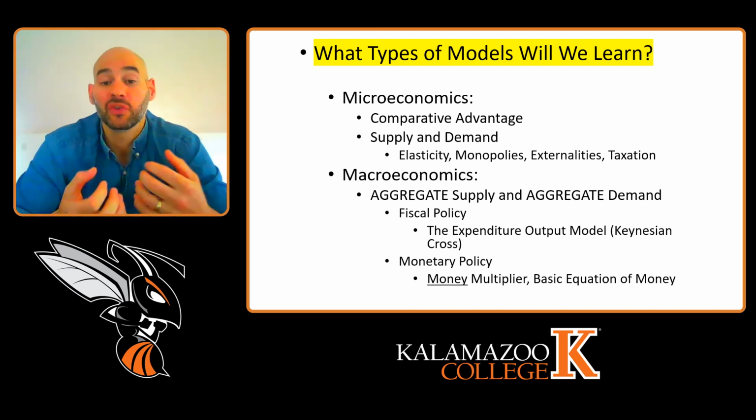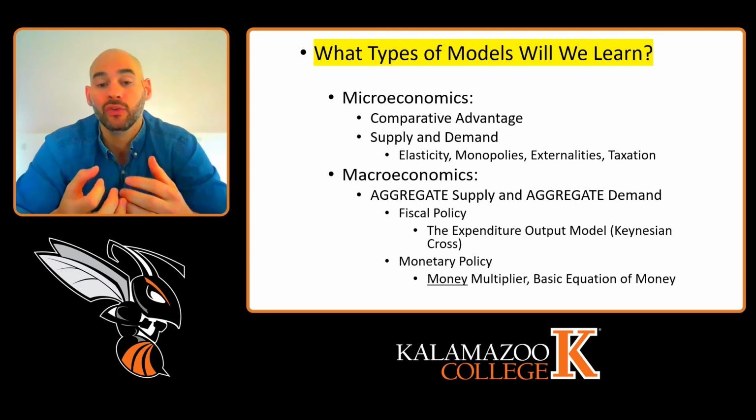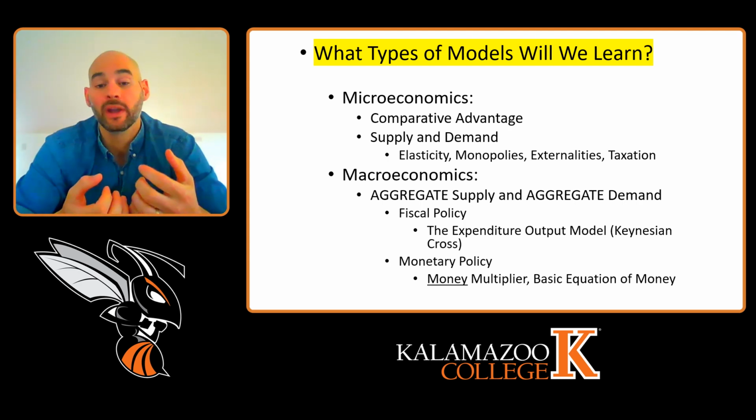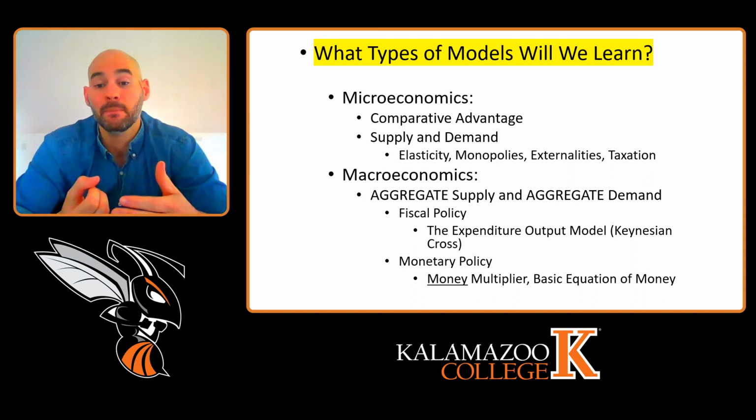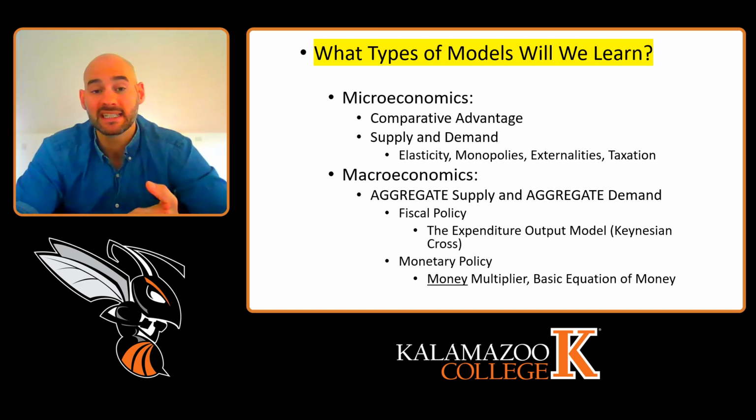And we're also going to think about how we can impact those aggregate variables by using monetary policy, which is going to involve a model of the money multiplier and a model of the basic equation of money. And so I think this is a good roadmap for thinking about the next 9 weeks.